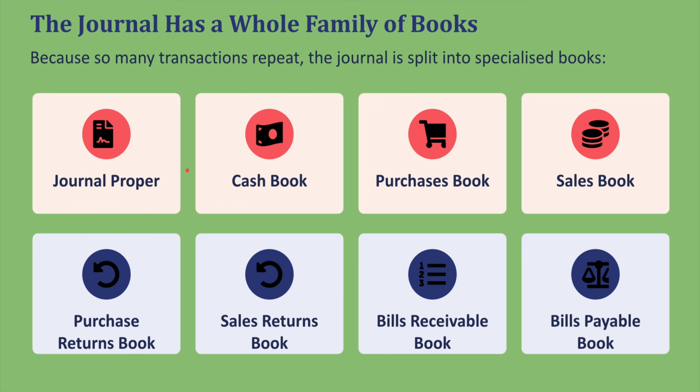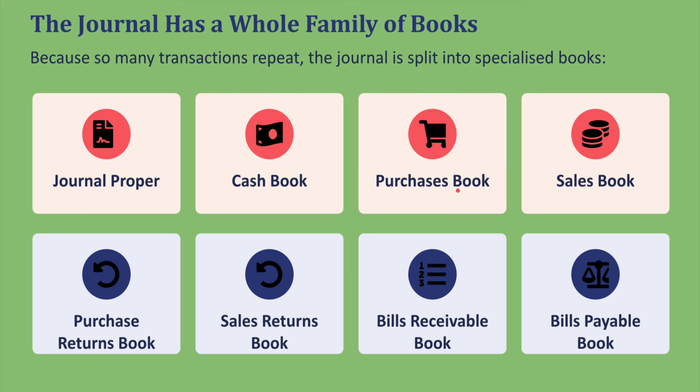Now if you see the journal, it has a whole set of books to make transactions easily recordable and identifiable. So first it is the journal proper, the cash book, the purchase book, sales book, purchase return, sales return, bills receivable, bills payable. So journal proper has all the transactions. Cash book will have the transactions where cash is involved.